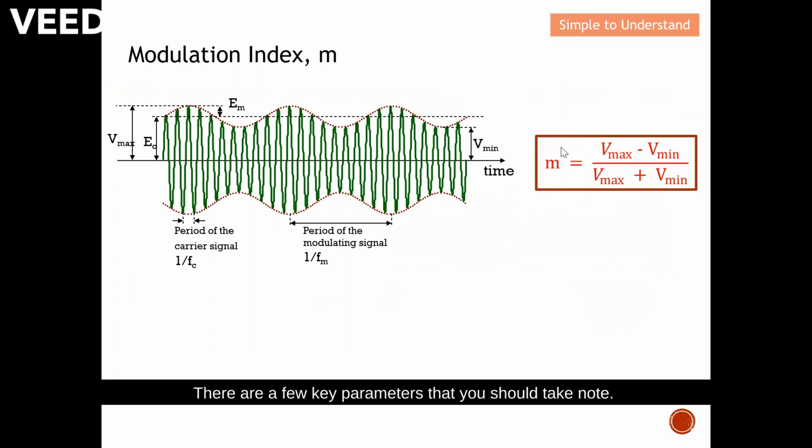There are a few key parameters that you should take note of. Vmax is basically the maximum possible level. Vmin is the lowest possible level of the modulating signal. The modulating signal appears at the envelope of the modulated signal, therefore this part here is EM, which is the peak amplitude of the modulating signal. And last but not least, this is the peak value of the carrier, EC. So these are the 4 important parameters we're going to look at. We also have the frequency of the carrier and the frequency of the modulating signal.